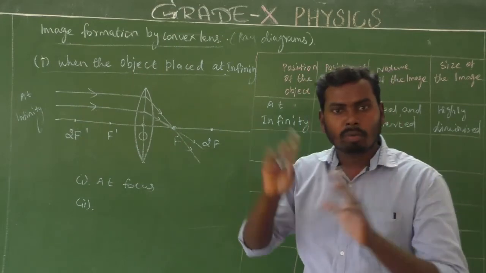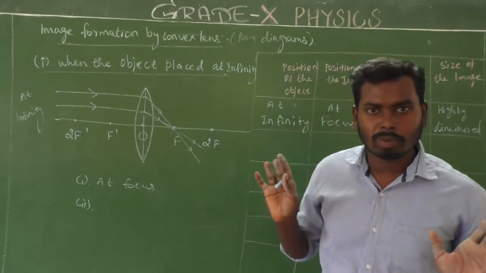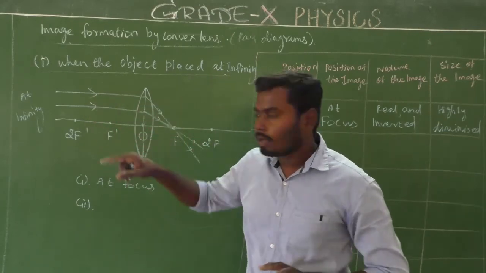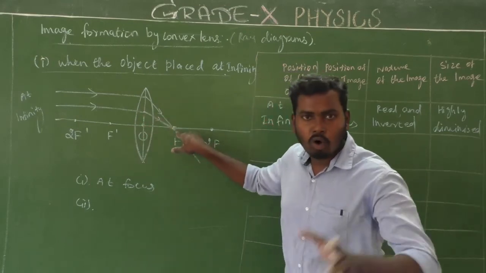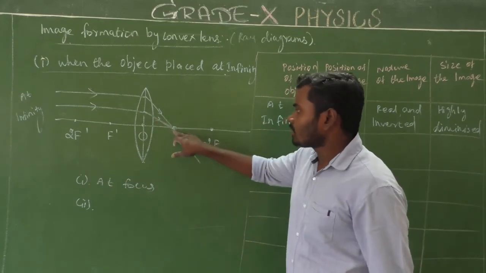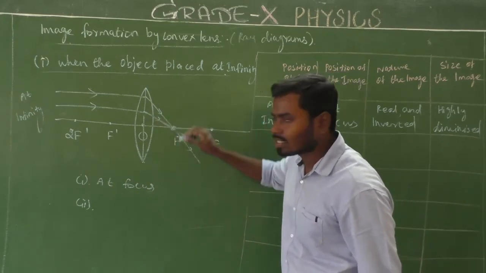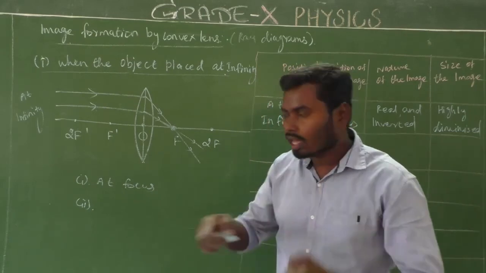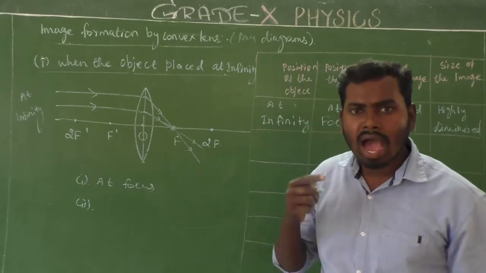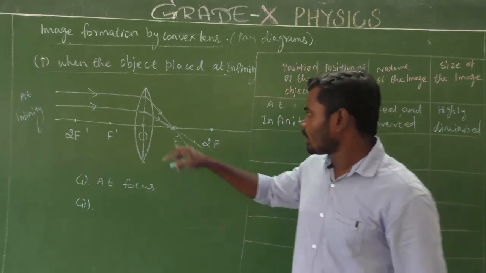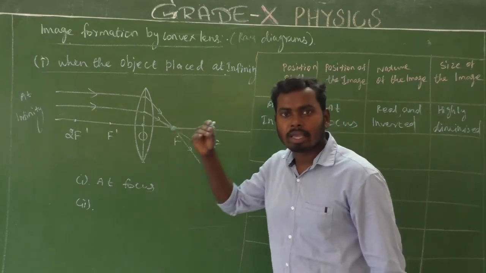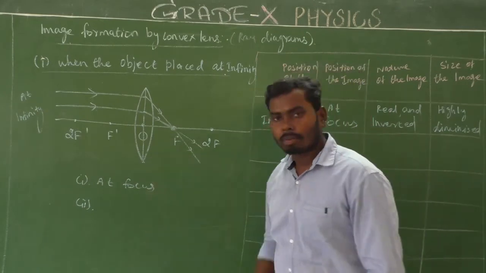Whenever light rays are coming from an object placed at infinity, they will be parallel to the principal axis. Am I right? So parallel rays. Whenever a ray of light is parallel to the principal axis, it will pass through its focus on the other side. That is the rule. So already we know that rule. Then after passing through the focus, the two refracted rays converge, which means intersect together at the focus. So already we know an image is formed where the two refracted rays intersect together. So at the focus, image will be formed.